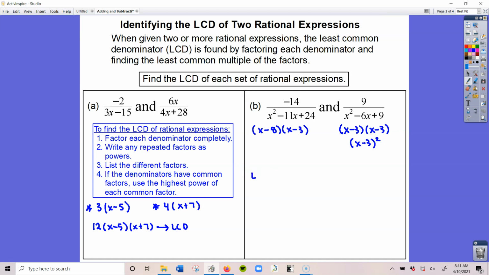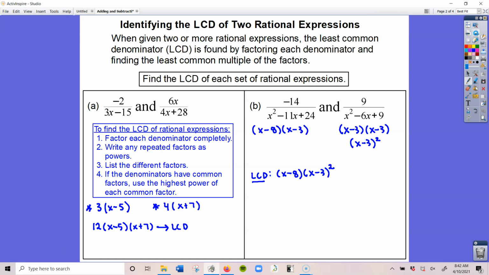Now to get the LCD, we're going to put all of the unique factors together. We have this x minus 8. Then we also have the x minus 3. In this rational function, it's x minus 3 as well, but it's squared. So if you ever have the same factor in both of the rational functions, you only write it once, and if one of them has a higher power, you take the one with the higher power. So that would be my LCD for this example.